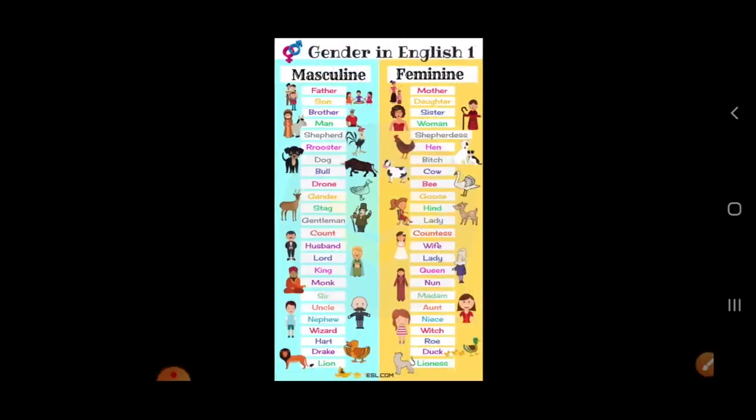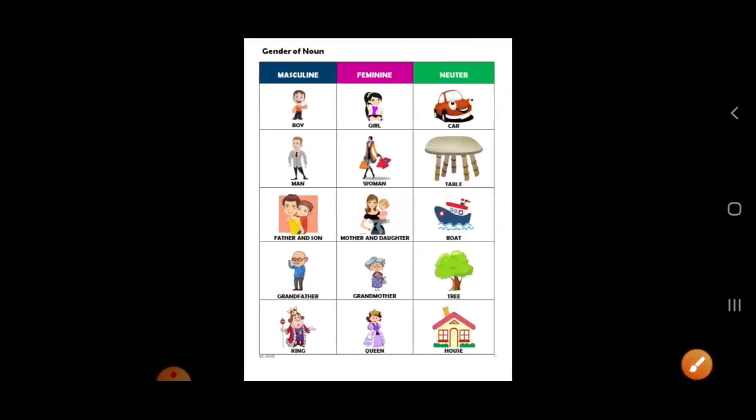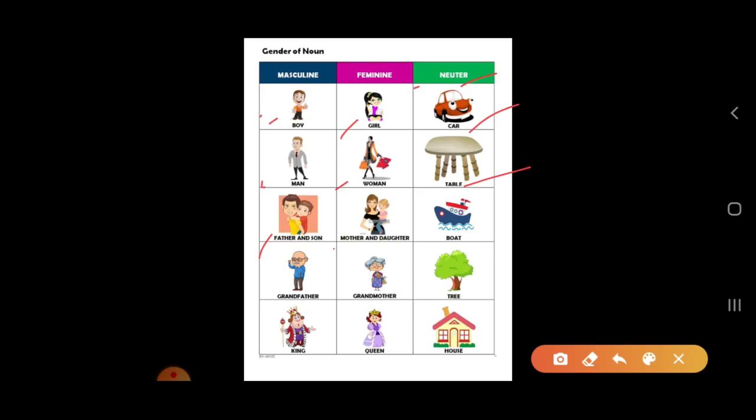So here we have the list of masculine and feminine gender. As opposite words: father, its feminine is mother; son, feminine daughter; brother, sister. Moving further, you can see here that I have provided you some lists of masculine, feminine and neuter gender. Boy, girl, car; man, women, table; father and son; mother and daughter, boat. So all these are examples of masculine, feminine and neuter gender.